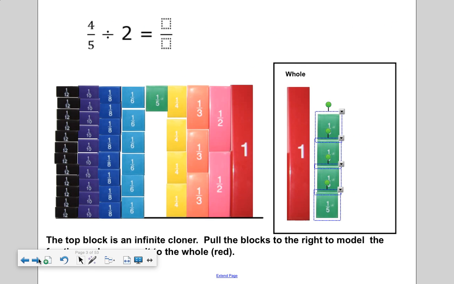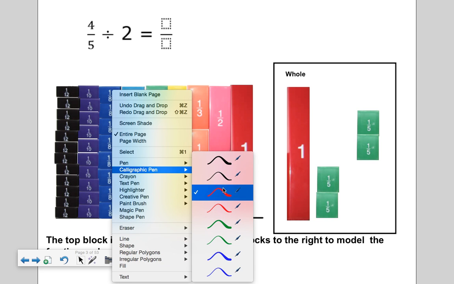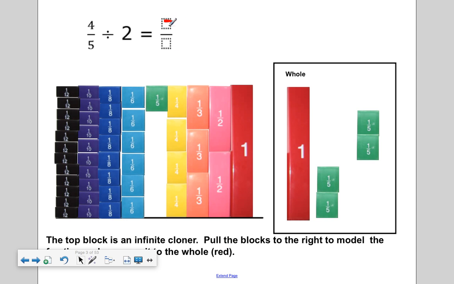So let's use the pictorial model, and then we're going to use the pictorial model to help explain the mathematics of why multiply by its reciprocal works. So we have 4/5 as noted. They said divide them into 2 groups. So I'm going to divide it into 2 groups. Here's one group. Here's another group. So each group is equal to 2/5.